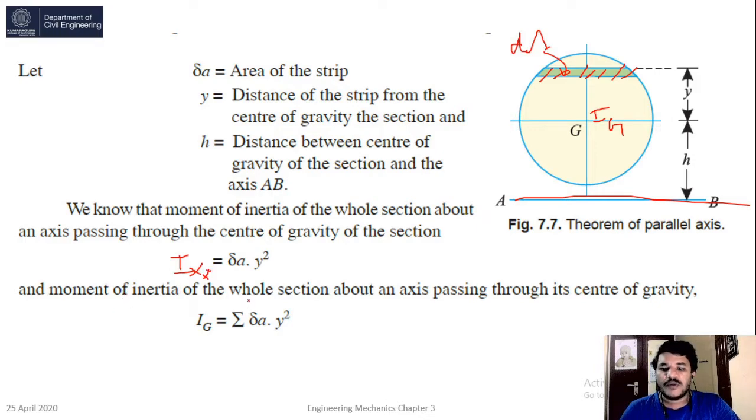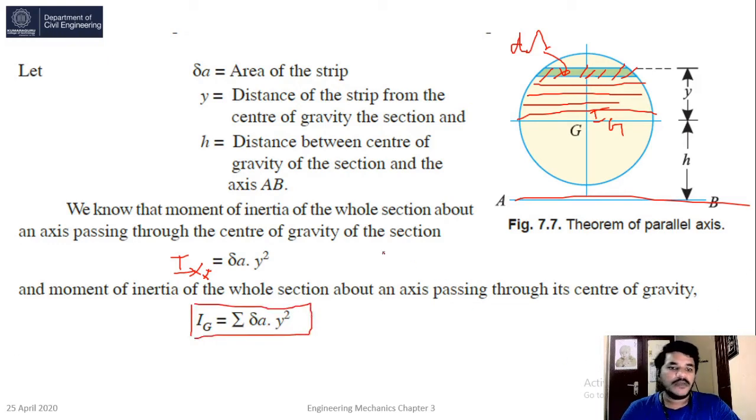And the moment of inertia of the whole section. This is for a strip, because I am taking the area of this small strip, and for the whole section about an axis passing through the center of gravity, Ig is equal to the summation of this, since a lot of strips are there in this lamina. You can sum all the strip areas into y square, and you will get the sum of delta A into y square. So this is the moment of inertia about its center of gravity.